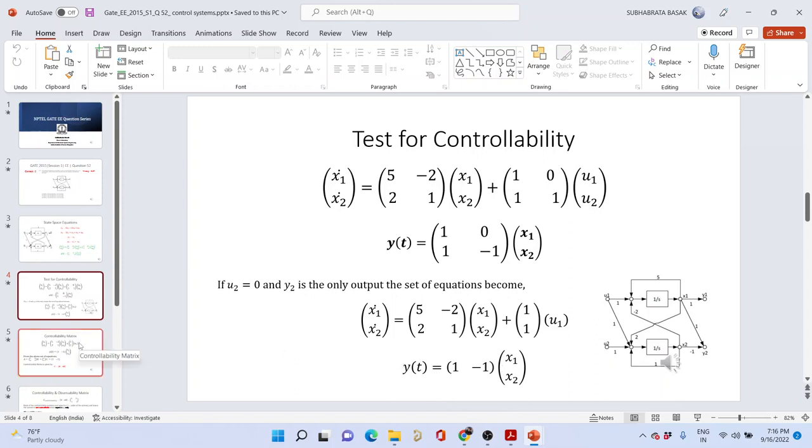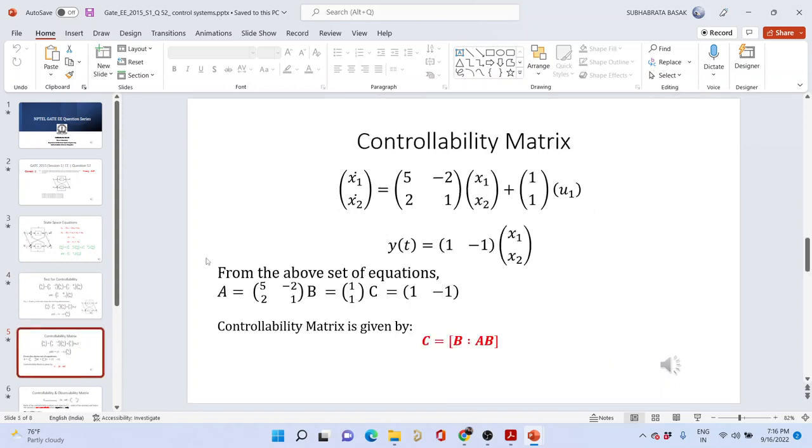For that we have to make the controllability matrix. So how to make a controllability matrix? That is already known to you. We have A matrix as this one, that is 5, minus 2, 2 and 1. B matrix we have 1 and 1 over here, and C matrix, that is 1 minus 1. So let us now form the controllability matrix. The first column of the controllability matrix will be the B matrix, that is 1 and 1.